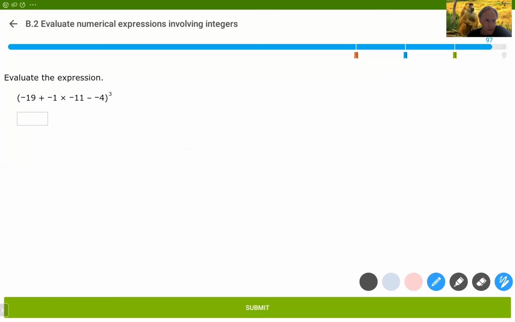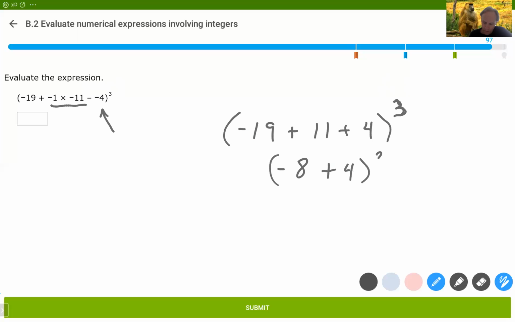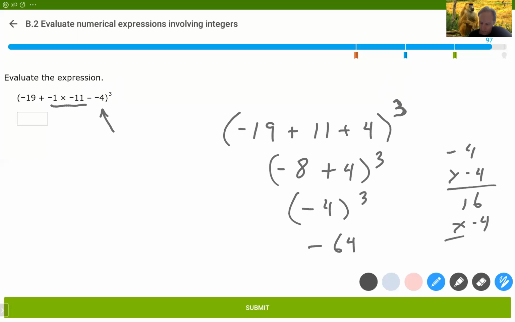And another one, we've got a cubic. The multiplication is right in the middle. A lot of people mess this up. This is going to be negative 19. I have to do this multiplication first, which is plus 11. And then I also have a plus 4 right there. And then the whole thing is being cubed. Sorry, cubed, I said. There we go. And that is negative 19 plus 11, which is negative 8, sorry, plus 4 cubed, which is negative 4 cubed, which is negative 64. That's negative 4 times negative 4, which is positive 16, times negative 4, which is negative 64.